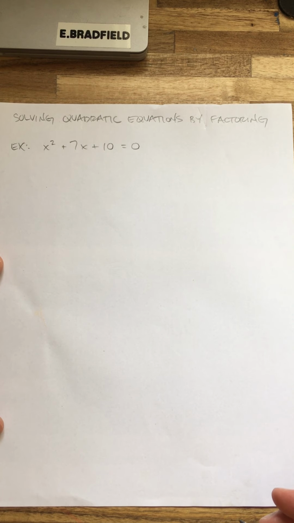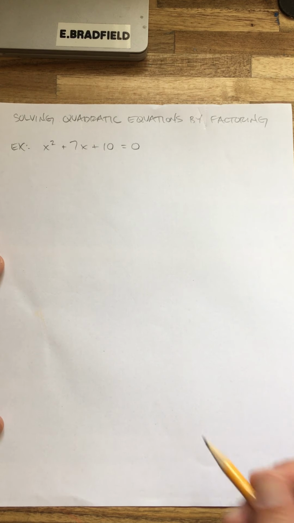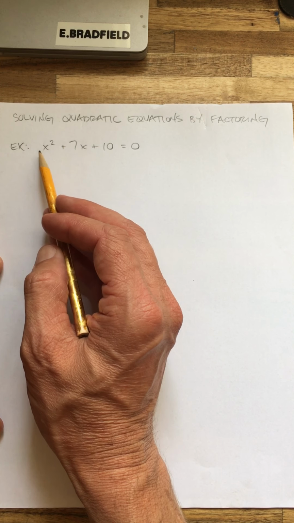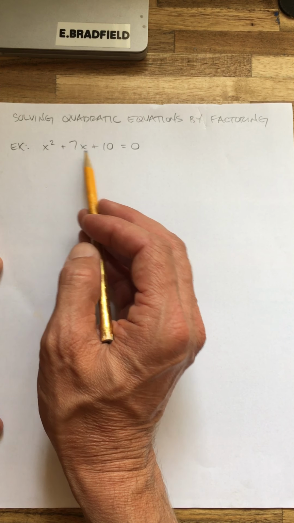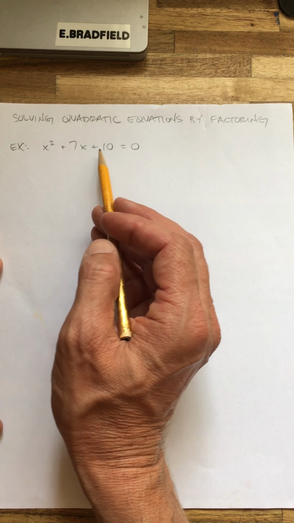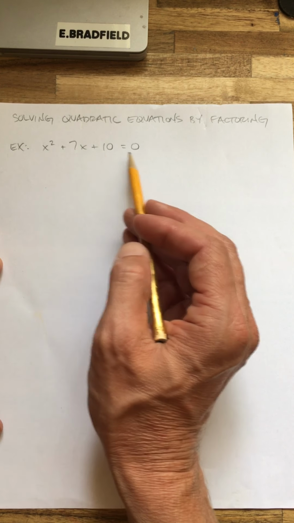Today we're going to take what we've learned about factoring and apply it to solving quadratic equations. If you notice here, I still have a quadratic, x squared plus 7x plus 10. That's a is 1, b is 7, and c is 10. This is in standard form, but this time it is equal to 0. So now we have an equation.